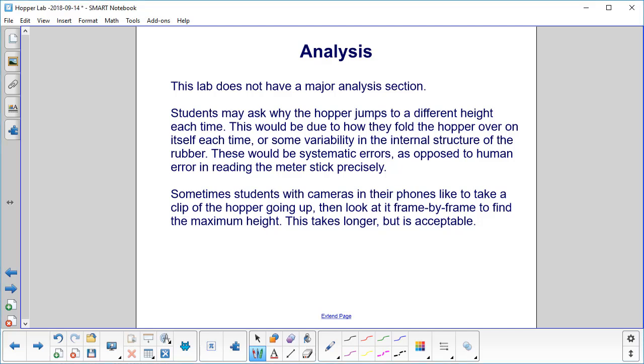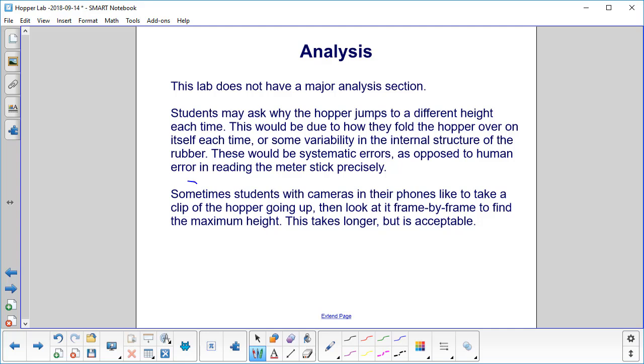This lab does not have a major analysis section. Your students may ask why the hopper jumps to a different height each time. This could be due to how they fold the hopper over on itself, or some variability in the internal structure of the rubber. Let's face it, these are not expensive pieces of lab equipment. These would be systematic errors as opposed to human error in reading the meter stick precisely.